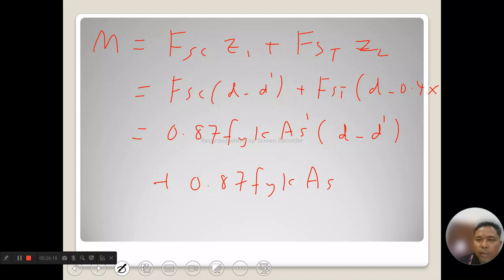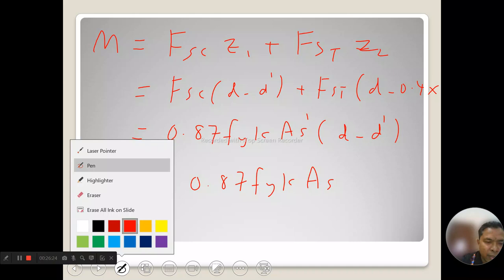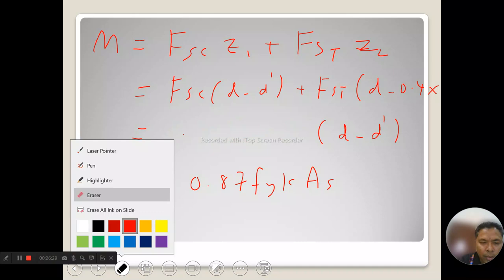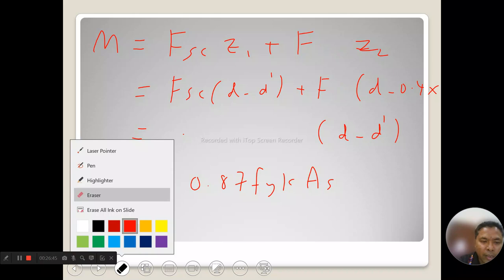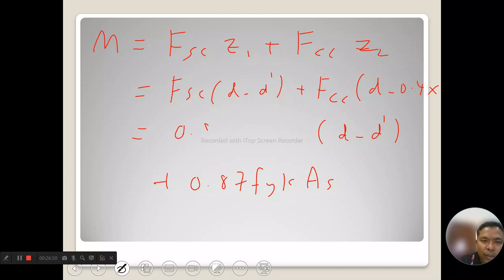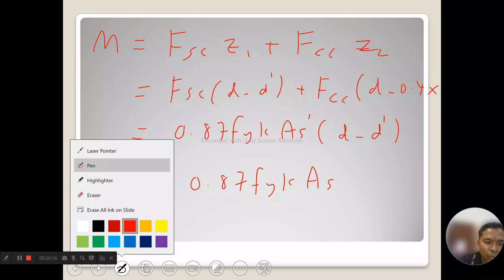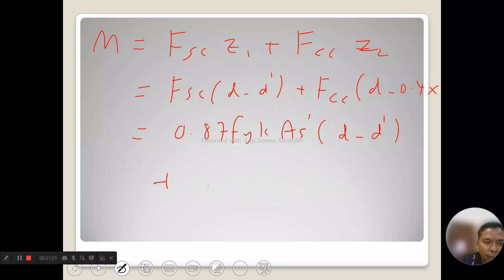Sorry, I think there is a mistake here. I have to correct it. This is wrong here, because that is not FSC. FSC is still in compression. Let me look again. Oh, FCC. Okay, I made a mistake. Here it should be FCC. This is FCC. I got dizzy. So this is right, 0.87 FYK AS prime is correct. The only mistake is here. So this one is 0.45 FCK BX times D minus 0.4x.